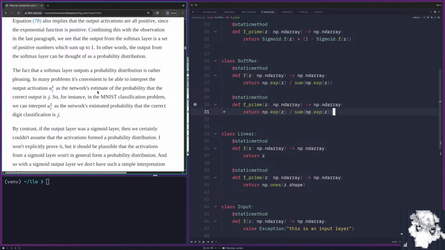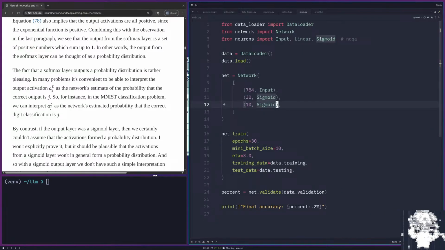The fact that a softmax layer outputs a probability distribution is rather pleasing. In many problems, it's convenient to be able to interpret the output activation A_j as the network's estimate of the probability that the correct output is j. So for instance, in the MNIST classification problem, we can interpret A_j as the network's estimated probability that the correct digit classification is j.